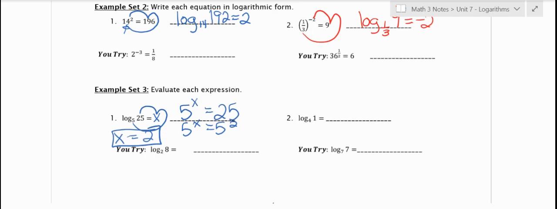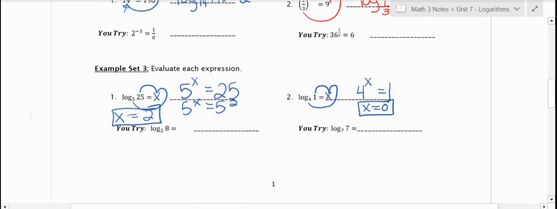Same idea, if I have like log base 4 of 1, I don't know what it equals, let's say x. This is the same as saying 4 to the x is equal to 1. Anything raised to the 0 power is going to be 1, so x we know would be 0. The other two you can try out, but it's the same thing. You can see if you can rewrite it and find the variable.